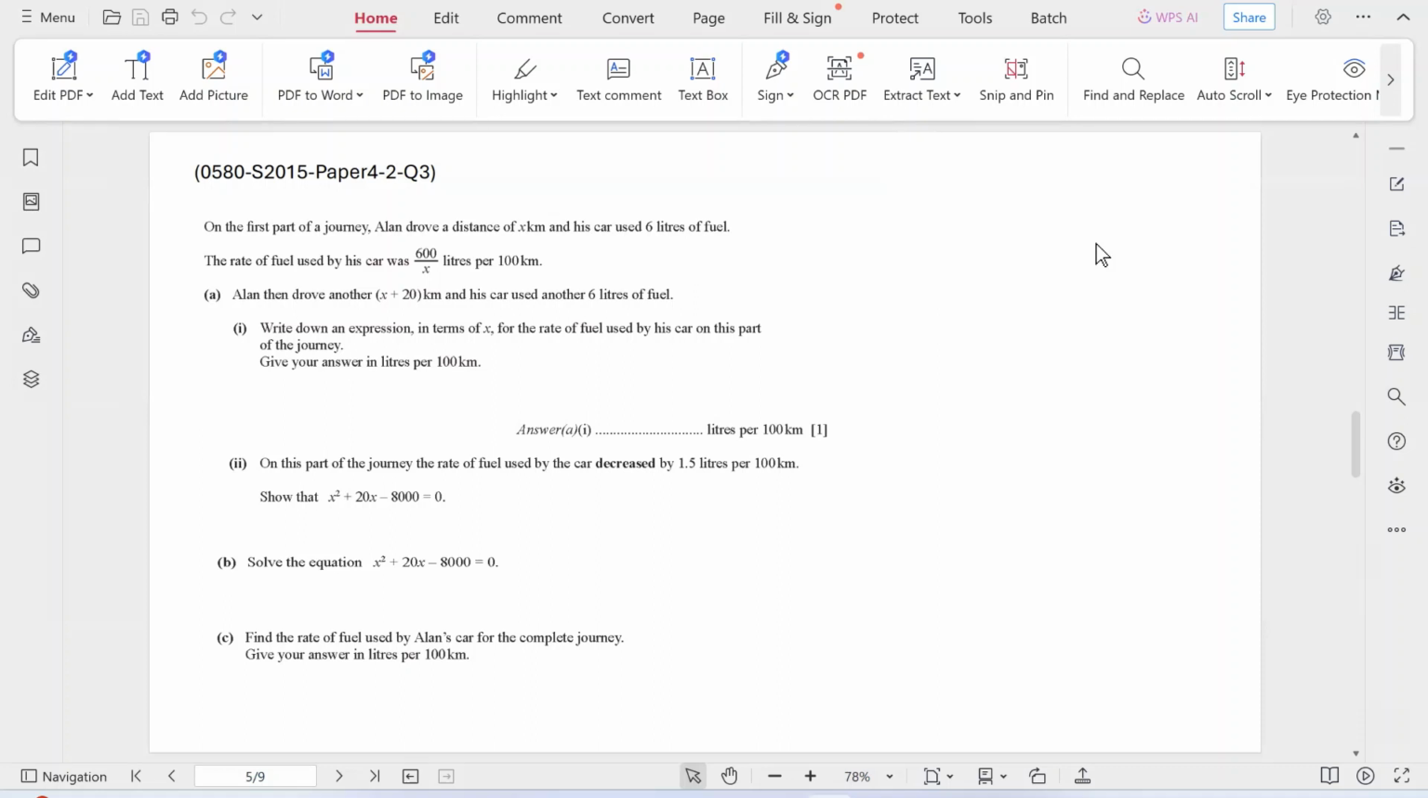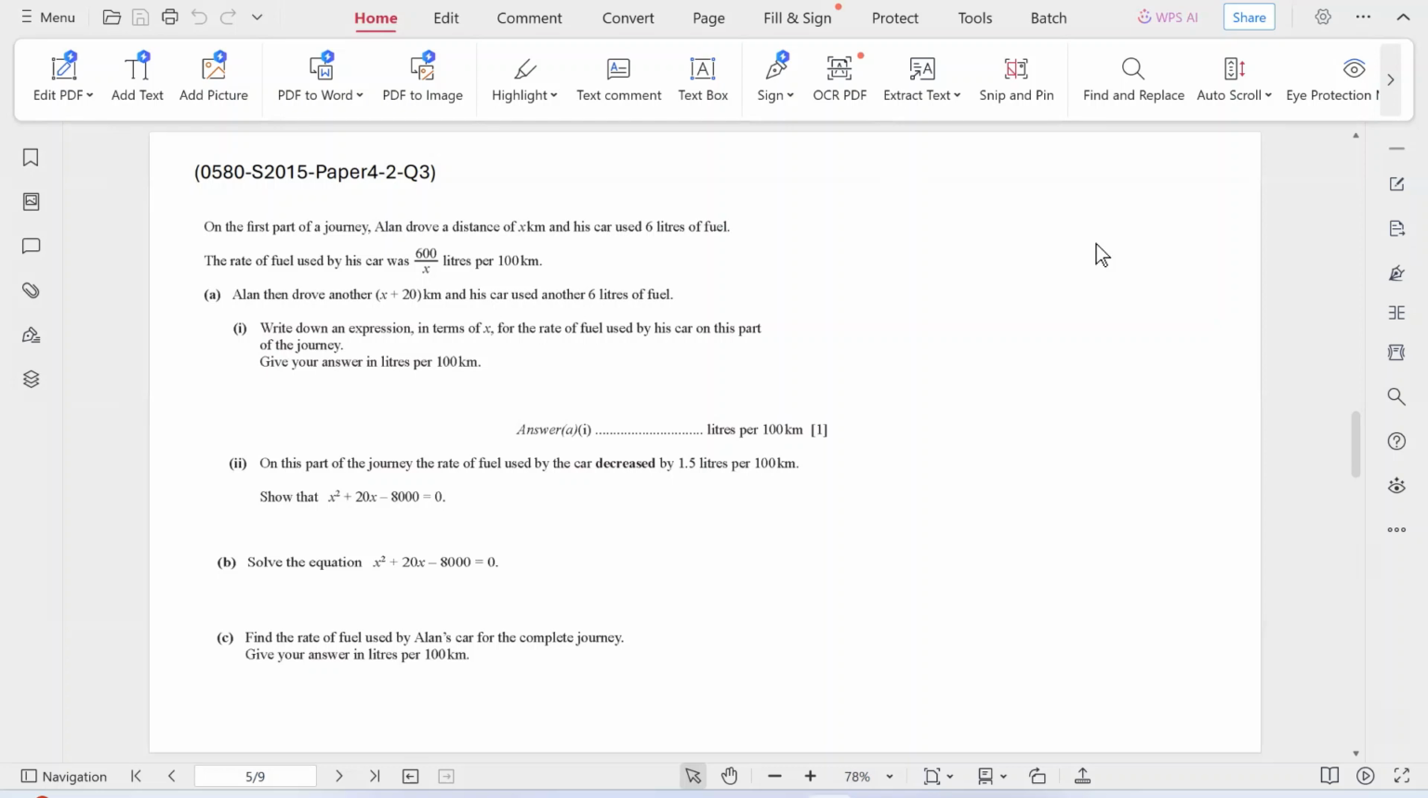So in this problem, this is a new problem here. On the first part of a journey, Alan drove a distance of X and his car used 6 liters of fuel. The rate of fuel used by his car was 600 over X liters per 100 kilometers. Alan then drove another X plus 20 and his car used another 6 liters of fuel. Write down an expression in terms of X for the rate of fuel used by his car on this part of the journey. So how do you figure out the rate of fuel used?